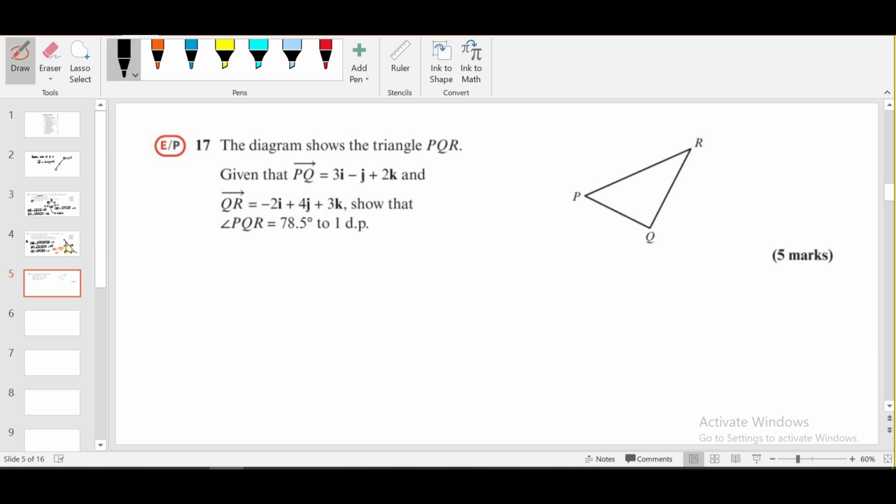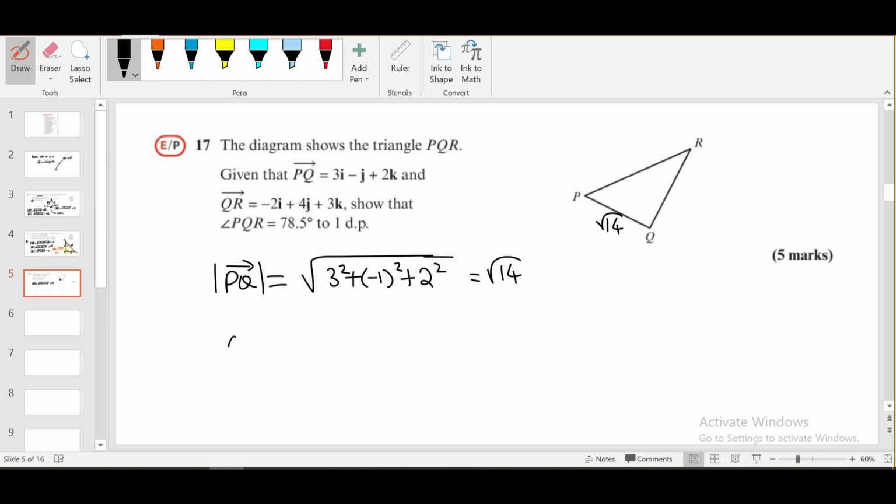You have a triangle given. That's just some random triangle. Though it looks like a right angle triangle, do not assume it's a right angle triangle without a valid reason, okay? You have a vector PQ given, so you can find the length of the line PQ by finding the magnitude of this vector. Square root of 3 square plus minus 1 square plus 2 square. 9, 10, 14. Square root of 14 is the length of the line PQ.